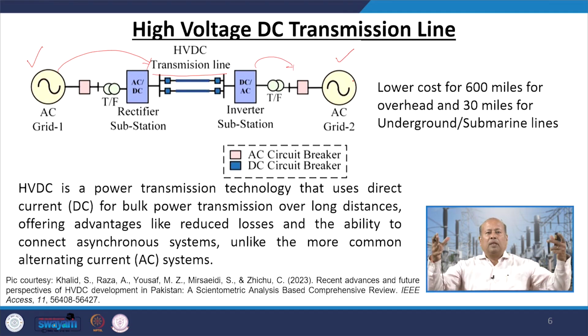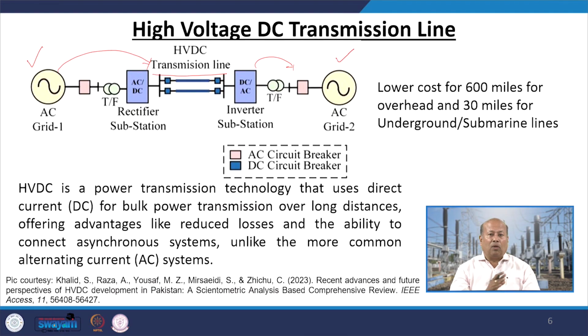So, what exactly happens? Both the terminals are fixed at AC, and two different grids or two different zones are connected through an HVDC transmission system, using a huge rectifier as well as an inverter at the two terminals, whereas the transmission between the two zones or areas or buses takes place through DC transmission at high voltage, which is known as an HVDC system. It claims that an HVDC system is lower cost for long lines, such as close to 1,000 kilometers for overhead lines and 30 miles for underground or submarine lines.